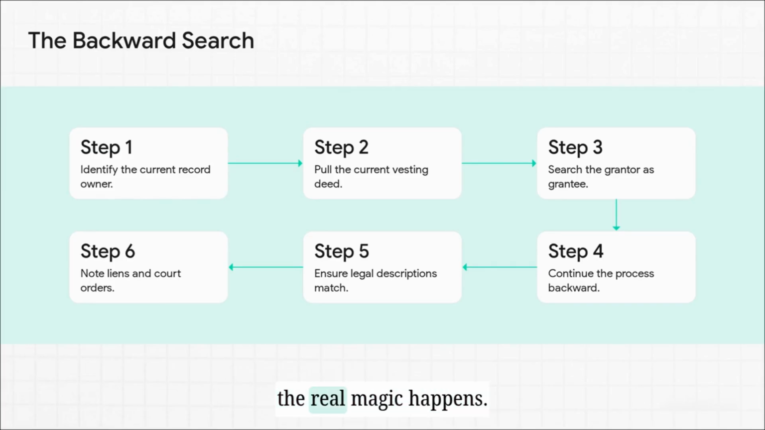Step 3 is where the real magic happens. You take the grantor from that deed and you search them as a grantee to see how they originally acquired the property. Then, Step 4, you just rinse and repeat that process going backwards. While you do this, you're constantly comparing legal descriptions to make sure they match perfectly, and noting any liens or court orders you spot along the way. If you're just starting out as a student, tracing back about 3 to 5 transfers is usually the sweet spot to get the hang of it.